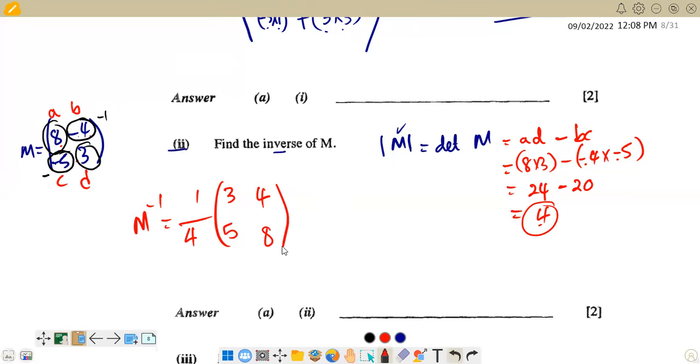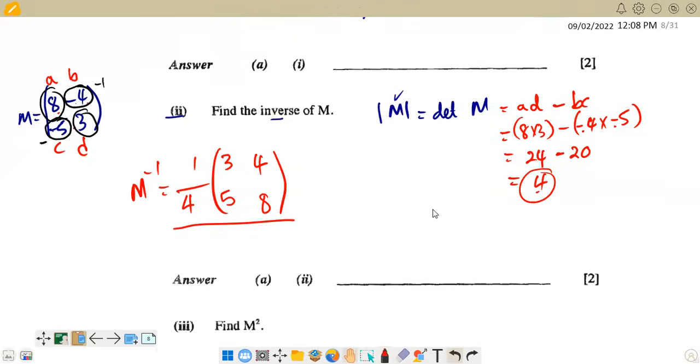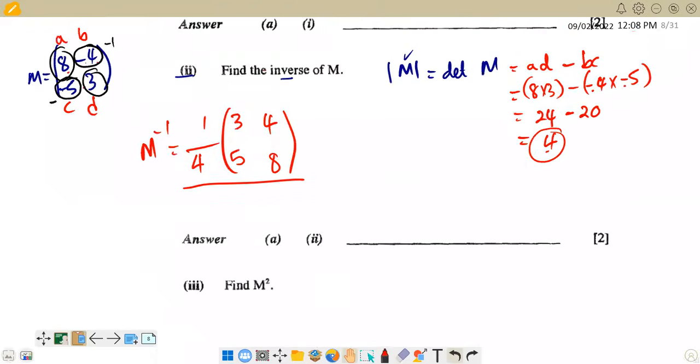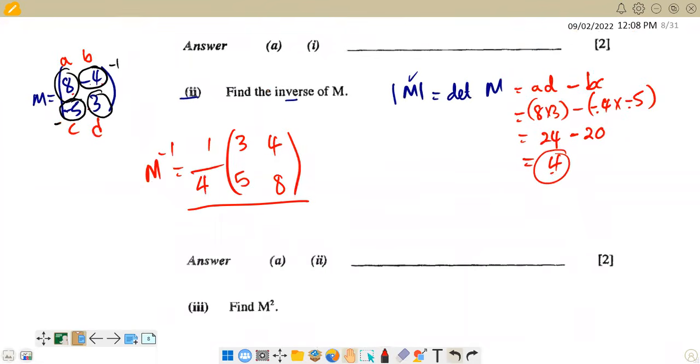Okay, that is what you simply do. You have your inverse of m. So that was the question, guys. As you can see, it was pretty clear. Then m squared. Okay, so m squared simply means m times m. So remember your matrix m, guys. We are going to square this matrix now. So m squared, we are going to have our matrix m, 8, -5, -4, 3.